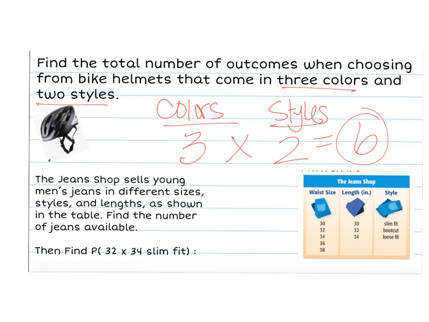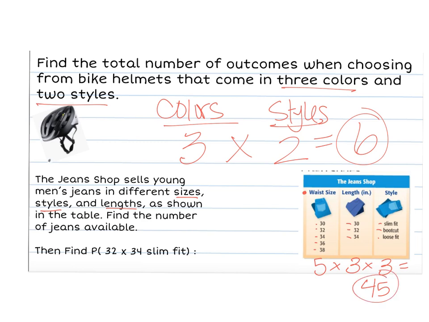The jeans shop sells young men's jeans in different sizes, styles, and lengths as shown in the table. Find the number of jeans available. Well, I can see here for the waist size we have 1, 2, 3, 4, 5. Here we have 1, 2, 3 for the length. And then for the style, we also have 3 choices. So notice I'm just counting how many choices for each category, multiply them together. So 5 times 3 is 15. 15 times 3 is 45. So that means there's 45 total possible outcomes that you could walk away with between this waist size, length, and style.